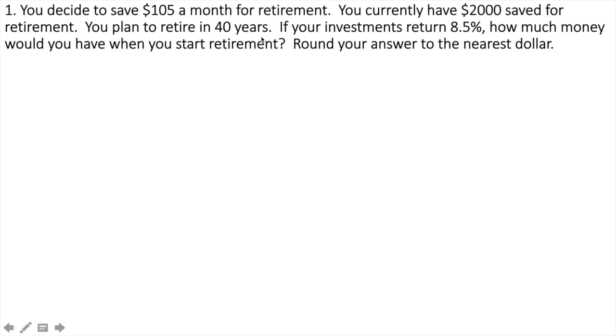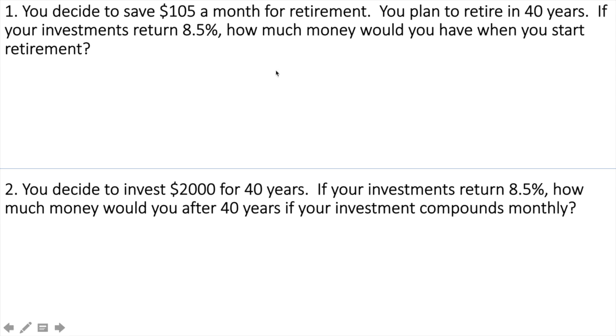And this is kind of difficult, but this is actually two separate problems. The first one here, we're going to have to figure out how much we're going to have if we save $105 a month. The second one is if we just start with 2,000, we never add anything to it. Then what we'll do is we'll combine those two together. So we actually have two different problems here. Again, here's the first one. We're going to calculate if we saved $105 a month for 40 years, how much would we have? Then we'll calculate if we had our $2,000 starting now, in 40 years from now, how much would we have? And we'll add those two together. Okay, so let's focus on number one first.